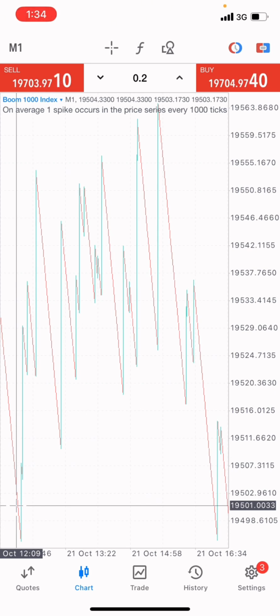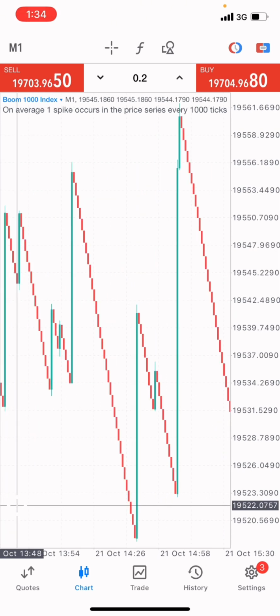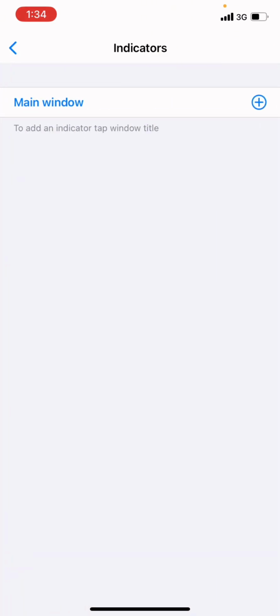All right, now we're seeing that there's a lot of spikes in this market, right? To catch spikes accurately on Boom and Crash or index, we're going to be using about three indicators, which are the Relative Strength Index, that's the RSI, the MACD, and the MAO, which is the moving average of oscillator.